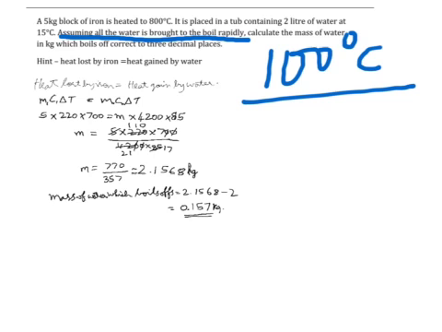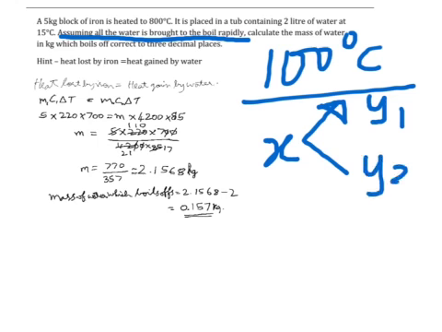Now let's assume that X is the heat lost by the iron. This is broken up into two parts. The first part goes into bringing the water to boil, and this is, let's say, Y1, and then the rest of the heat, Y2, goes into boiling some of that 2 kilograms of water at 100 degrees Celsius.